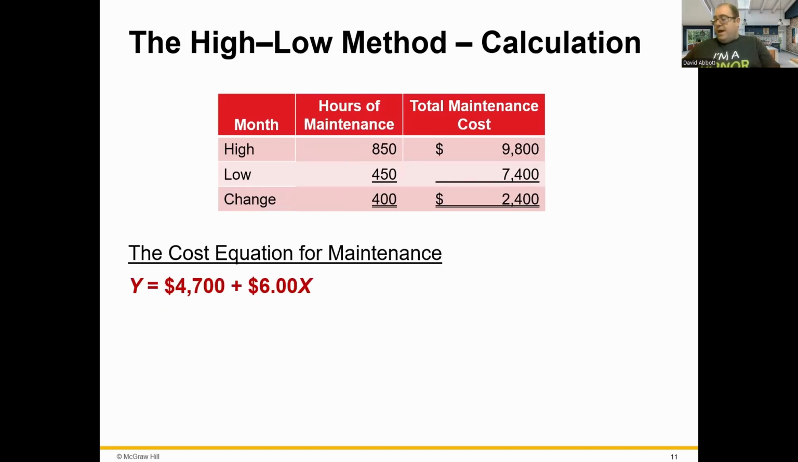So now the fifth step then is to construct an equation that can be used to estimate the total cost at any activity level. And so for that, we're going to do y equals 4,700 plus $6x.